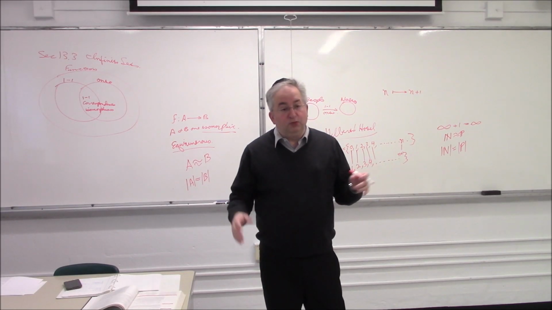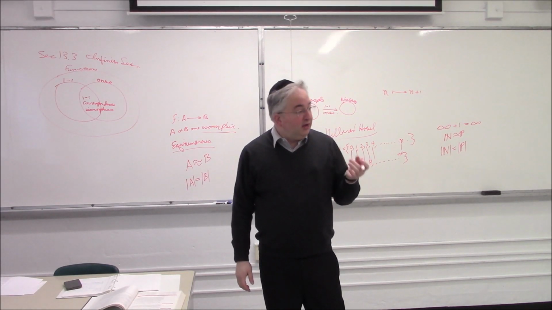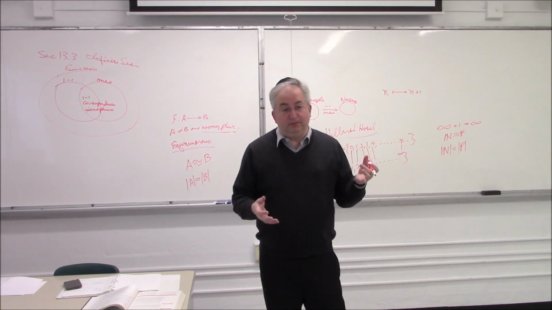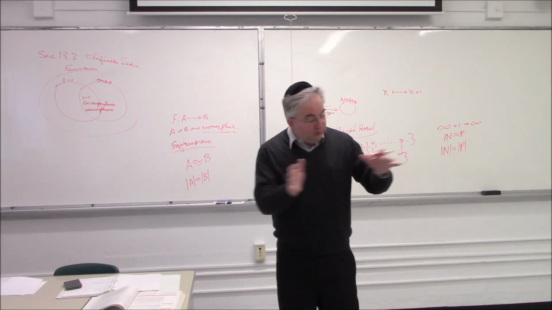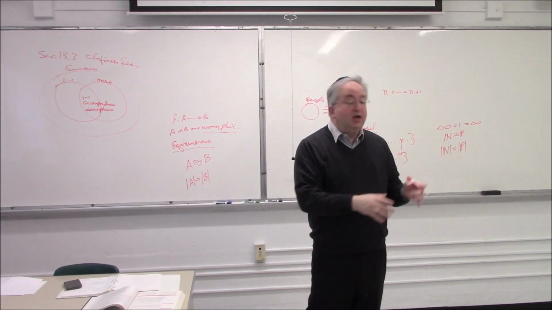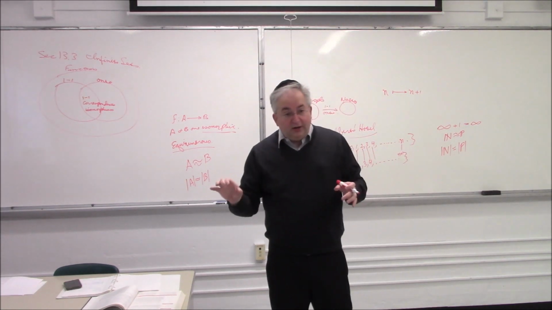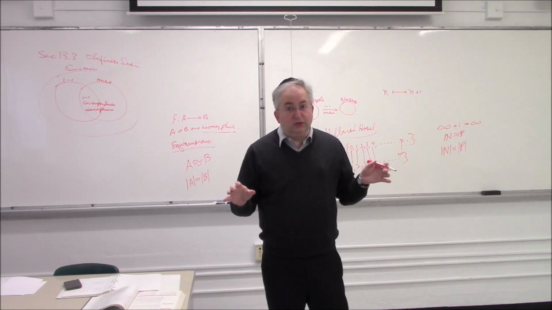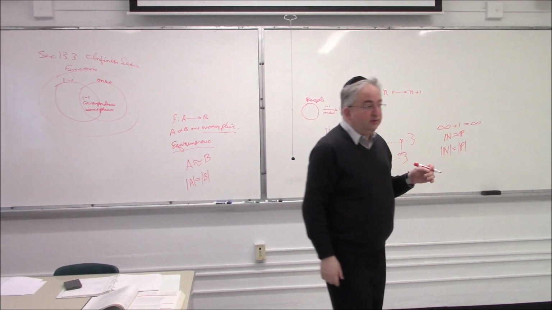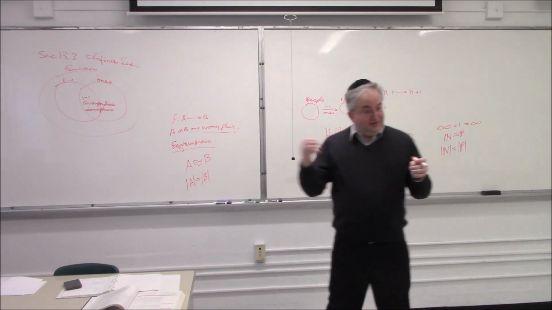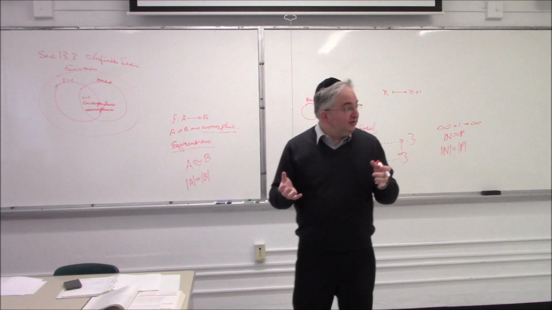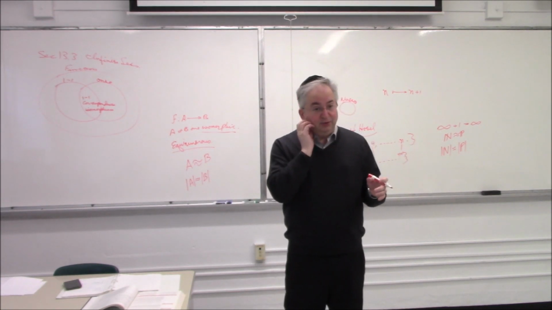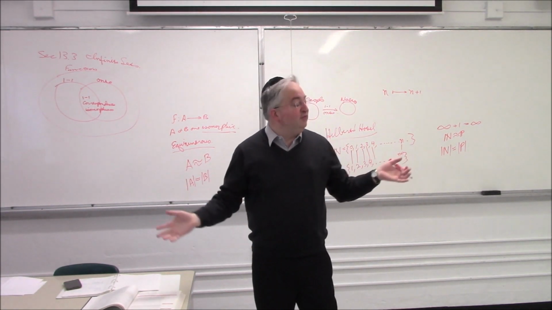All the even number rooms will be filled. The odd number rooms, 2 times n is not going to be an odd number. So everybody's going to go from all their rooms to the even number rooms. Then, what about your odd number rooms? All your odd number rooms are empty. So then, take your bus people, your infinite number of customers, and put them into the odd number rooms. Everybody's happy.